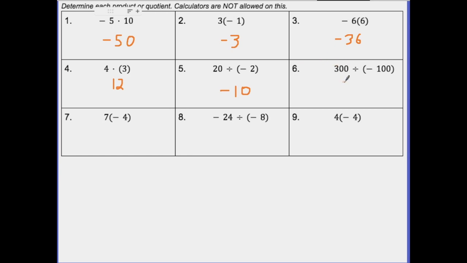Same here with number 6. Divide, we get 3. One negative sign makes it negative. Same idea with 7. This is multiply now. We get 28, and it's going to be negative.